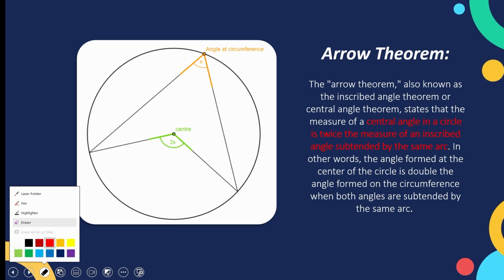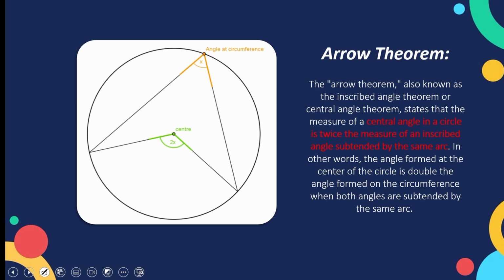Now be very careful. In your exams, you are not allowed to use arrow theorem as your reasoning behind why a specific angle is equal to another angle, or why a specific angle is half of another angle. The examiners will not give you your marks. Please, you need to write down the correct theorem.